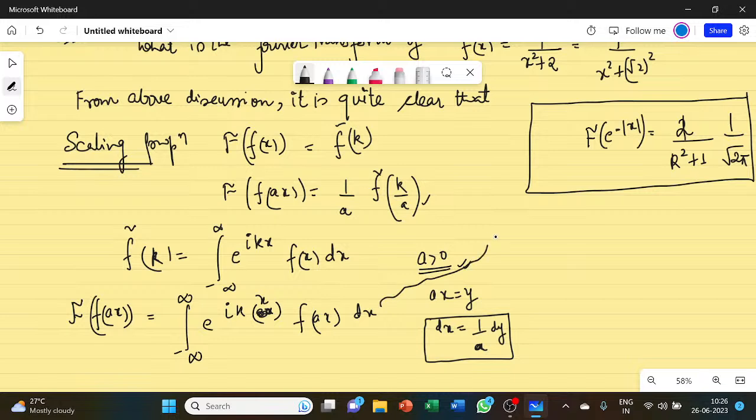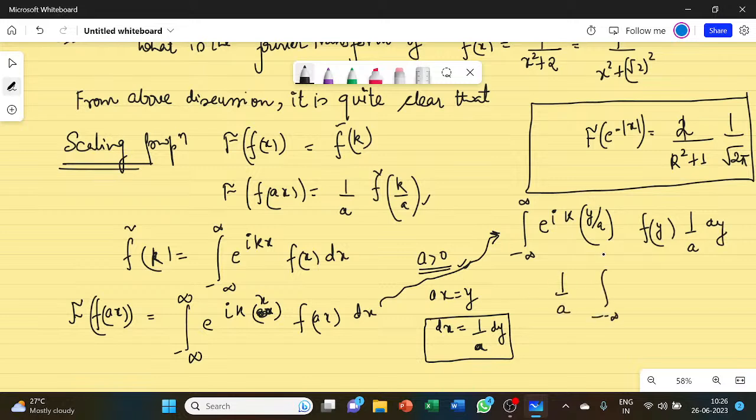So if I use this here, what it will be is the integral from minus infinity to plus infinity of e to the power iota k, I will write y upon a instead of x, and here I will write f of y, and here I will write 1 upon a dy. So it is simply equal to 1 upon a times the integral from minus infinity to infinity of e to the power of iota k upon a times y, and this is f(y) dy.